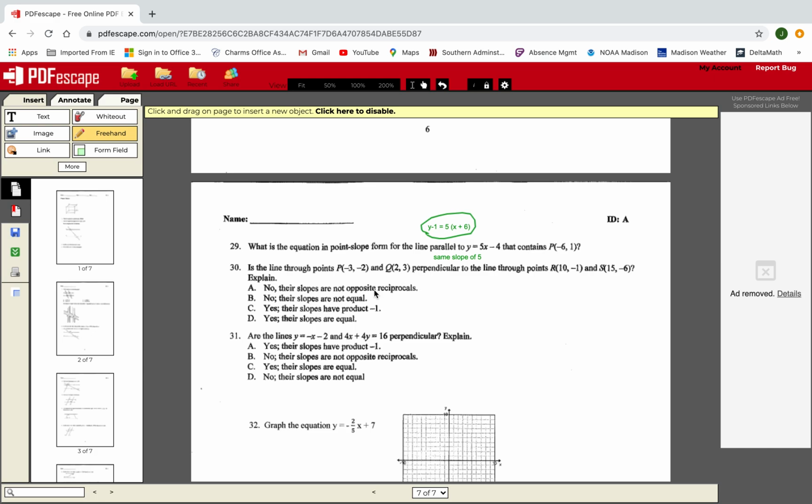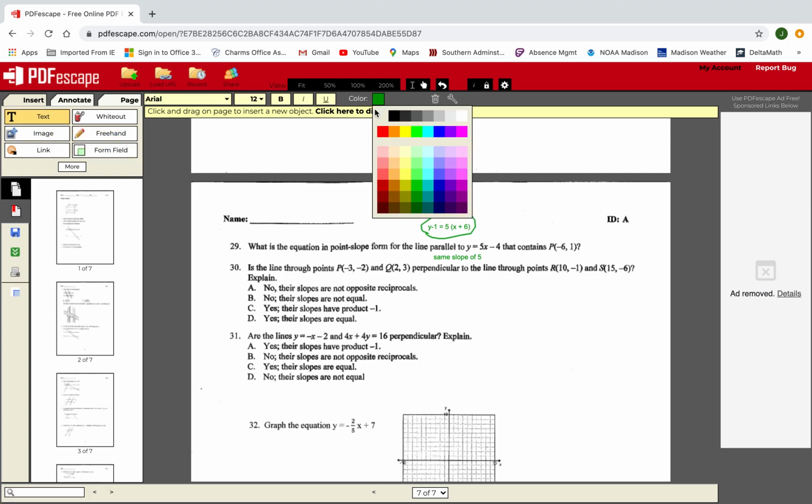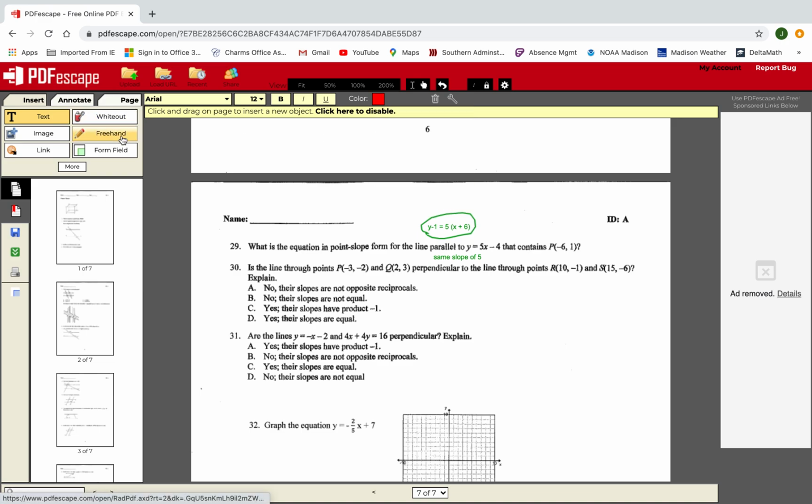On 30, is the line through those 2 points perpendicular to the line with those 2 points? So we need to talk about a couple of things here. Perpendicular lines have opposite reciprocal slopes, and the product of their slopes is -1. So opposite reciprocals have a product of -1. Here's what that means. This is not something that my classes have talked about. Your class may have, so hopefully you're a leg up on me here.